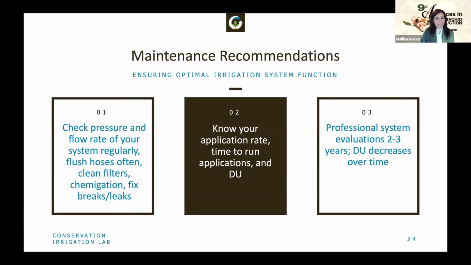So just some final maintenance recommendations here. Check the pressure and flow rate of your system regularly. Flush these hoses often, clean your filters, do chemigation, fix these breaks and leaks. That's a big one. Know your application rate, know how long it takes to run these applications, and know and evaluate that distribution uniformity. It's great to do a professional system evaluation every 2 to 3 years, because the DU, that distribution uniformity, is going to decrease over time.